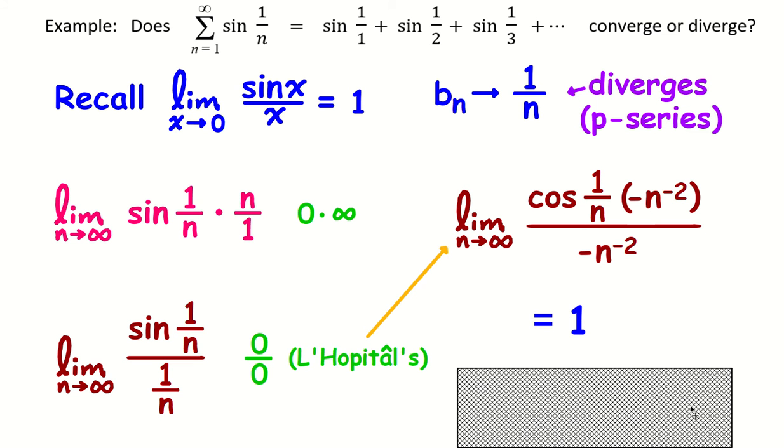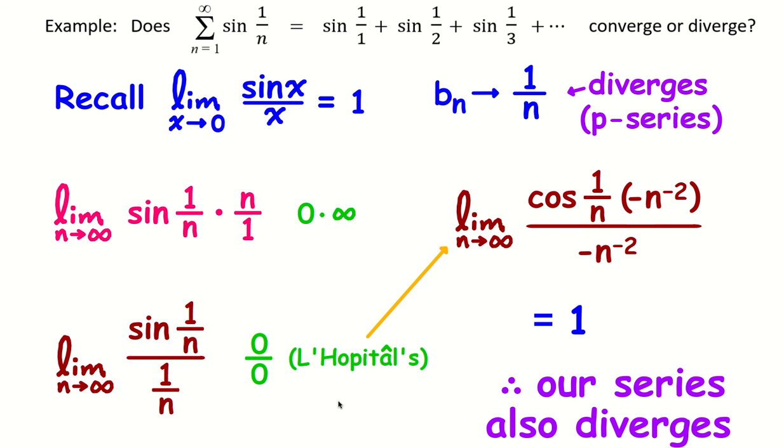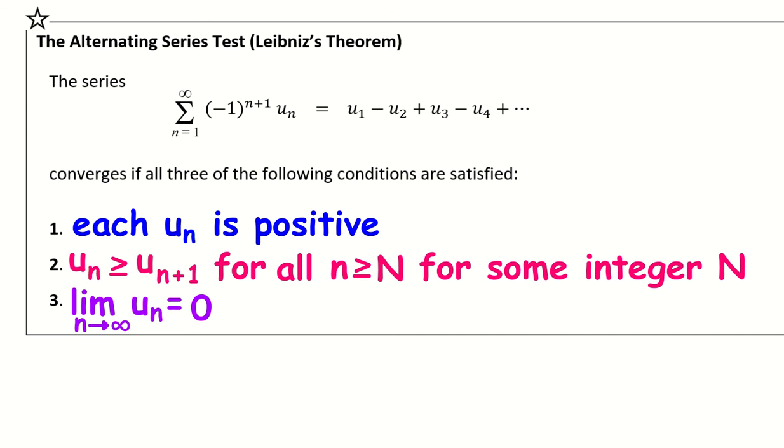Once again, this series does whatever. So our series also diverges, the same as our comparison series. Are we finally going to be done with this? Thank goodness. All right. That limit comparison test was something else.